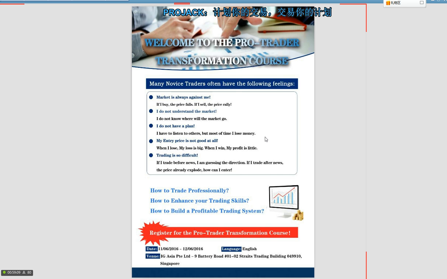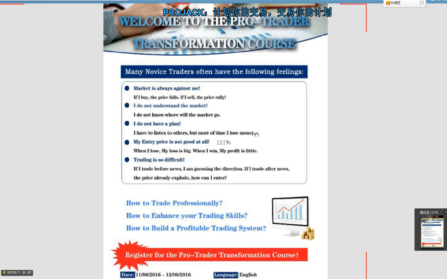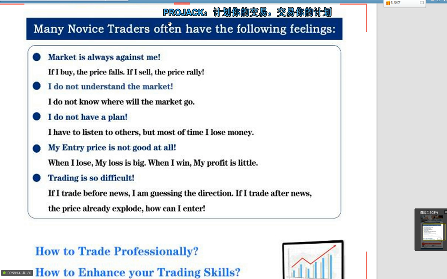There are some common troubles or mistakes many novice traders face. Someone says, the market is always against me. I buy, the price falls. I sell, the price rallies. Someone says, I don't know how to read the chart. I do not understand the market. It's up and down, I cannot catch it. And somebody says, I don't have a plan, so I have to listen to others and ask others.